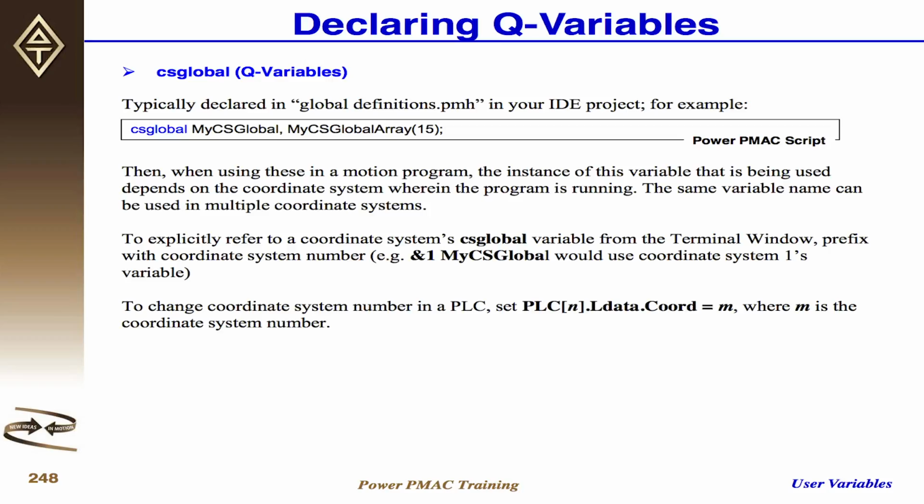For Q variables, again, same idea, CS global and then variable name or array name and the size of the array. For those in particular, you'll generally have the same variable in multiple different coordinate systems with different values in different coordinate systems. It's one way of even just identifying what coordinate system a motion program is running in. You can have a CS global value set to coord sys or something like that, and set it equal to 1 in coordinate system 1, 2 in coordinate system 2, and you can have a PLC or motion program query coord sys to find the coordinate system it's running in.